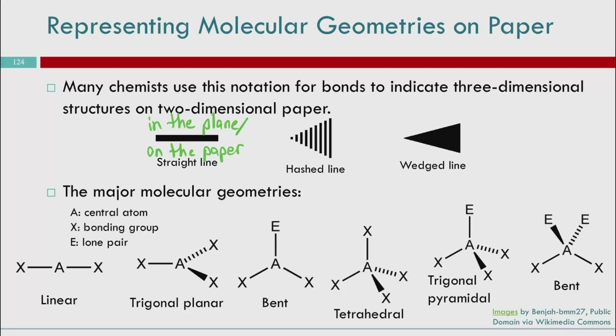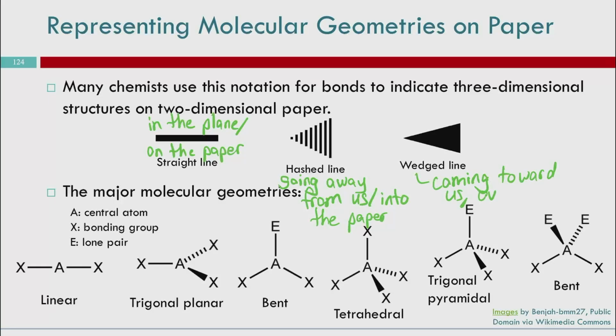We also have hashed lines. Hashed lines go away from us, or into the paper, or the board, or the screen, or what have you. And we have wedged lines, and the wedged lines are coming toward us, or out of the paper, or the board, or the screen, or what have you.